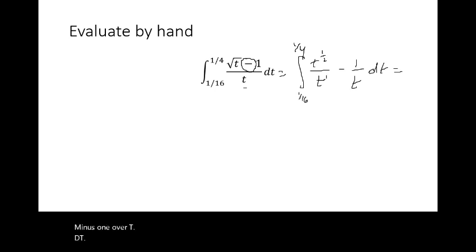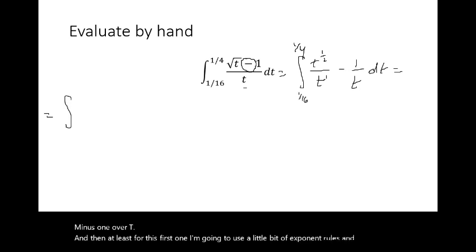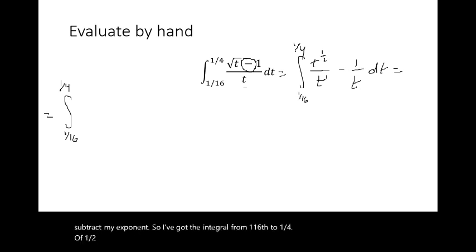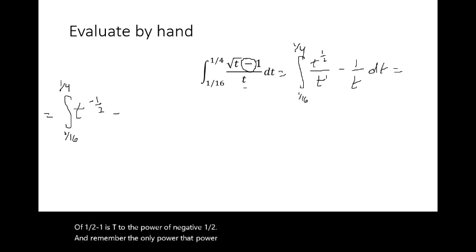And then at least for this first one, I'm going to use a little bit of exponent rules, and I'm going to subtract my exponent. So I've got the integral from 1/16 to 1/4 of, 1/2 minus 1, t to the power of negative 1/2. And remember, the only power that power rule does not work on is negative 1, because 1 over t is going to have its own antiderivative.